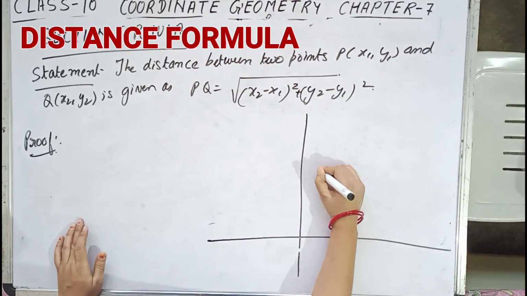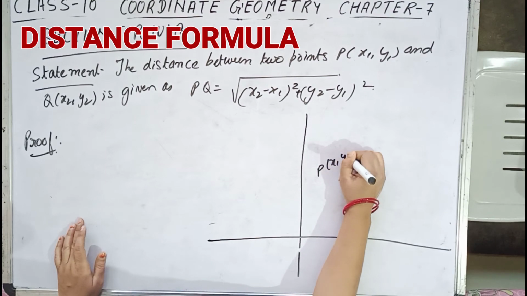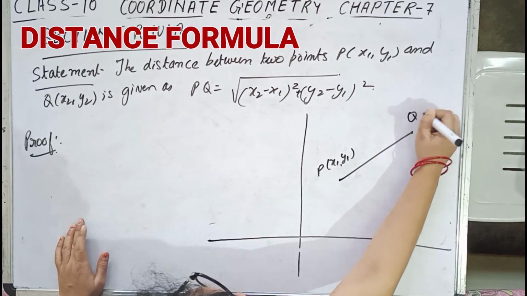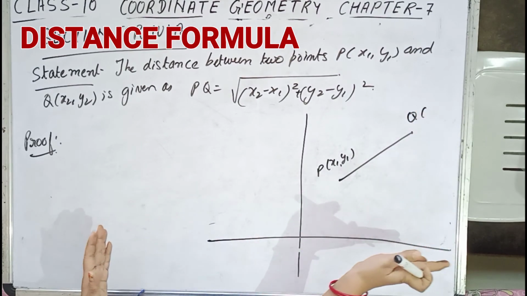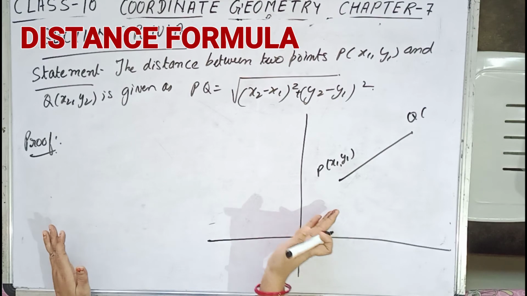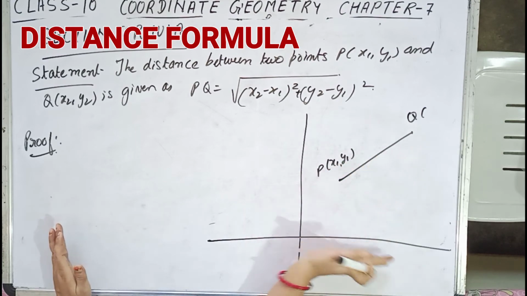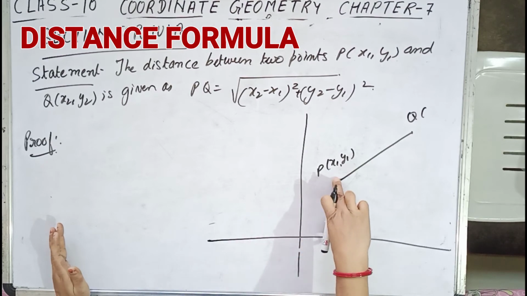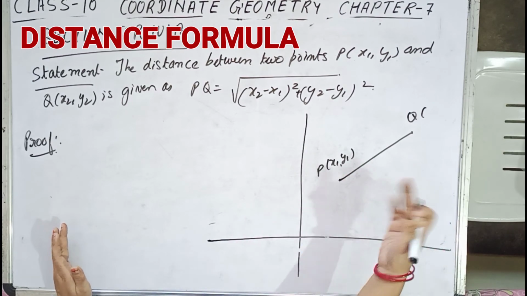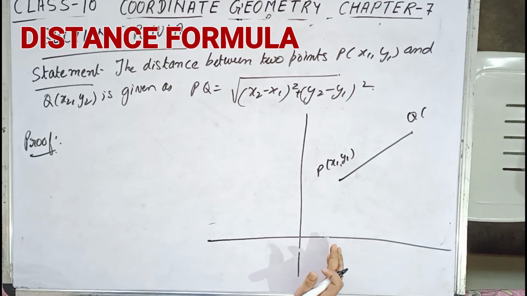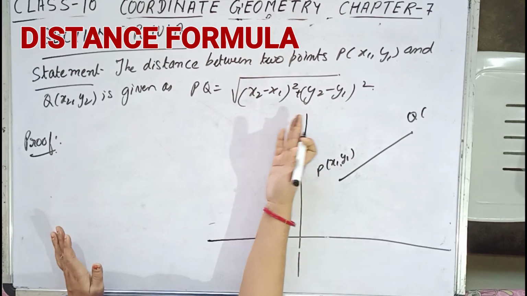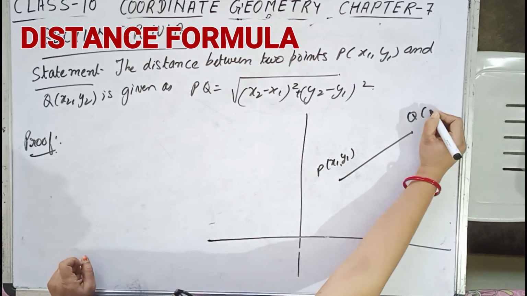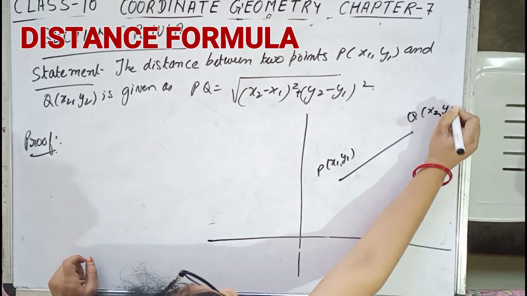So let us suppose this point P(x1, y1), and let us take the point Q so that the segment should not be parallel to the x-axis, because if I take the line segment PQ parallel to the x-axis, then the y coordinate will be same for both. Then y2 minus y1 will be 0 and we will not be getting the formula. So over here x2, y2.